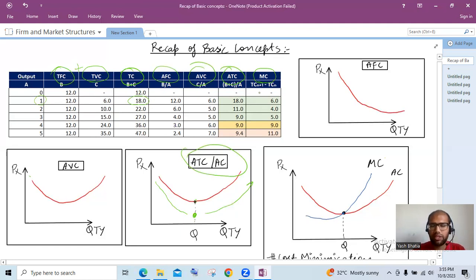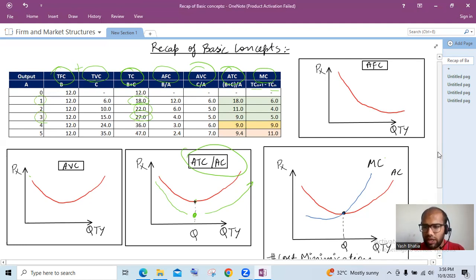This is TC(n+1) minus TC(n). So total cost of producing one unit minus total cost of producing 0 units. This is 6. Let's say another example, 3 units. The total cost of producing 3 units was 27, and when we subtract the total cost of producing 2 units, which is 22, you get 5, right? So now let us understand MC as the additional cost that you are incurring to produce one more unit, right?